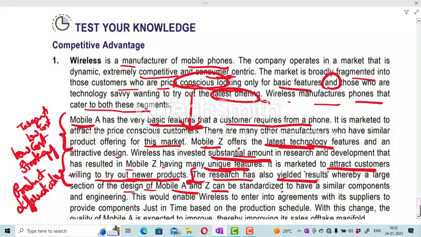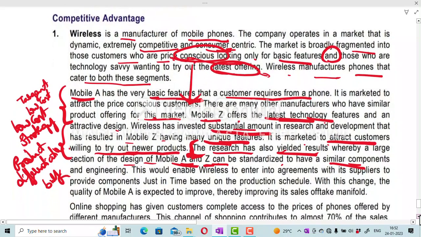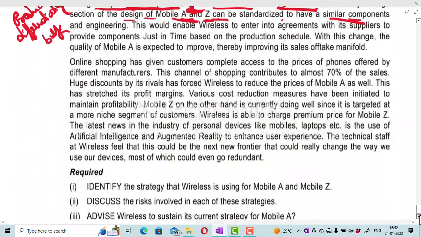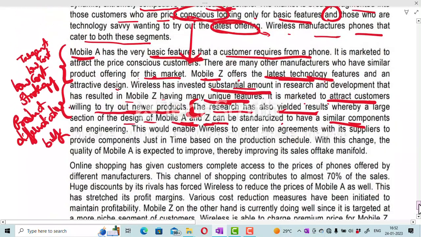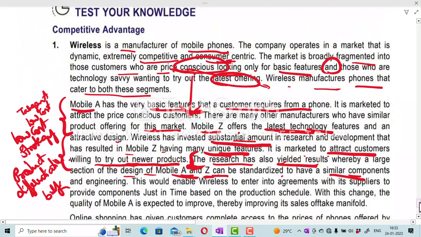Okay, here what they have said means they are using the same inputs for A and Z. See, similar components. What will it result in? They can order in bulk and get heavy discounts for that input. Okay. And the second question, I think they have asked for the risks involved in each of the strategies. So first, I need to answer that.